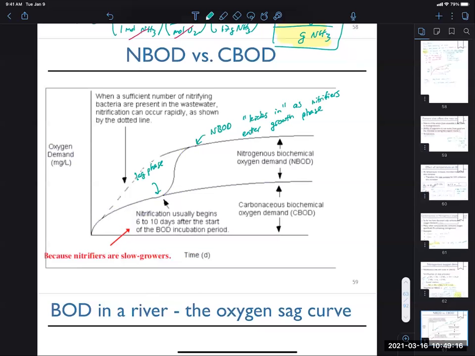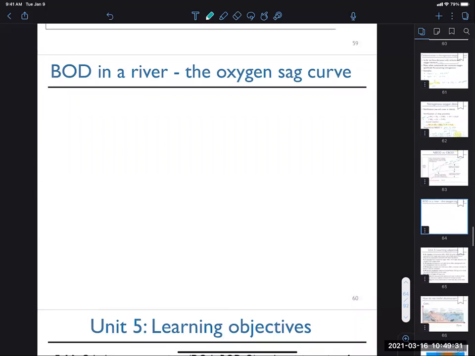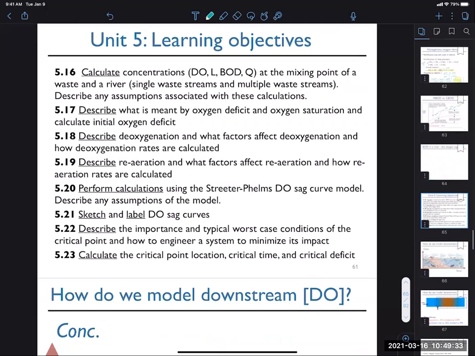All right, so hopefully that gives you a good qualitative understanding of NBOD versus CBOD. Now what we would like to do is predict this oxygen sag curve. So that's what we're going to focus on next. All these are very specific learning objectives, and so I encourage you guys to use this as a study guide. We will address all of these throughout the rest of this unit.